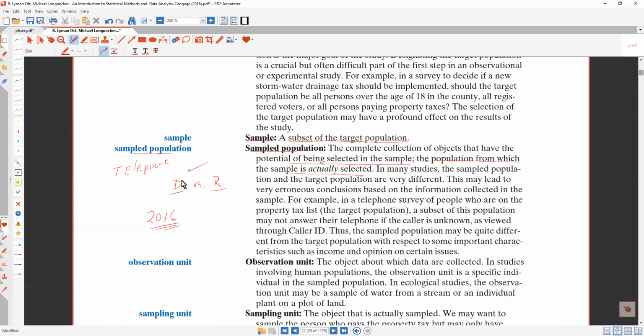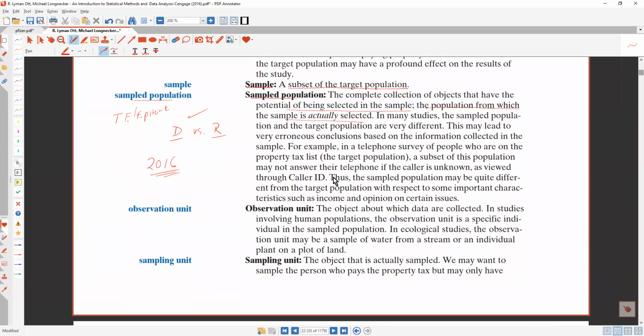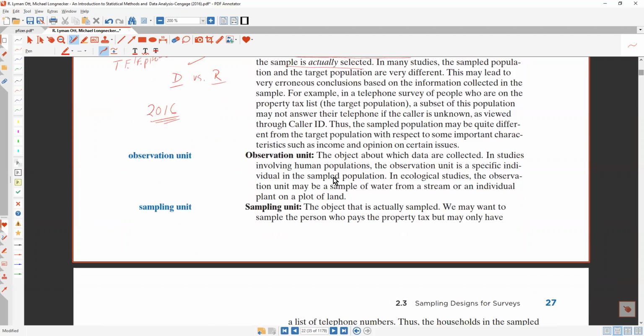So that becomes an important distinction. We need to keep that in mind when we do telephone polling, when we do telephone surveys. We may not be tapping into that population we're actually thinking we're getting to.